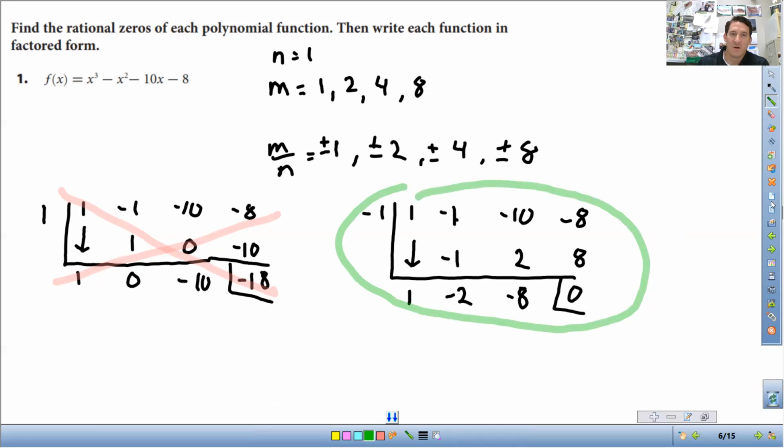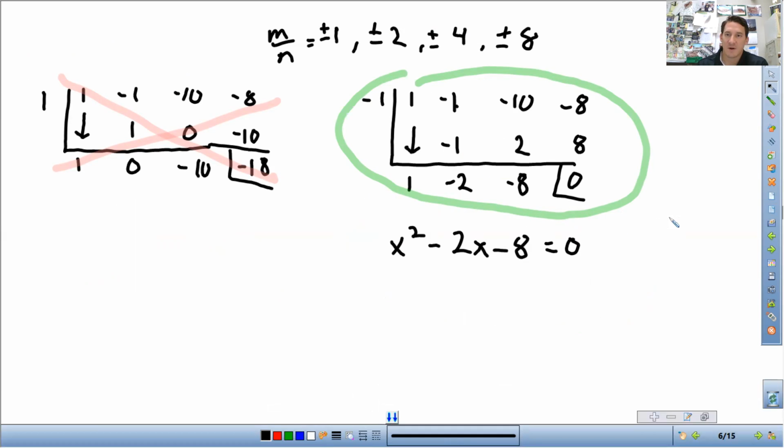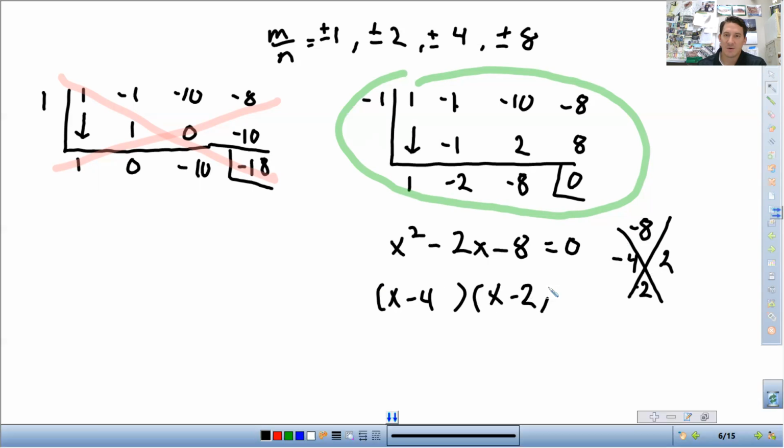So that means one of our solutions is negative 1. All right. Now we need to find the other ones. To find the other ones, what I'm going to do is take the remaining polynomial. So it's going to be 1x squared minus 2x minus 8 set equal to 0 and solve that. So I'm going to factor it. So negative 8, negative 2. So that's going to be negative 4, positive 2. So the factors are x minus 4 and then x plus 2 equal to 0. Set them each equal to 0.